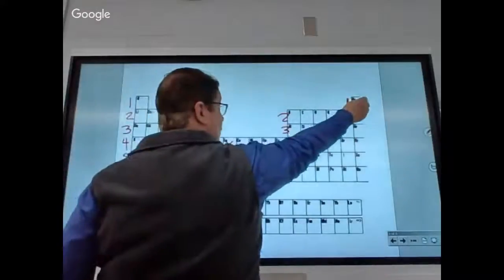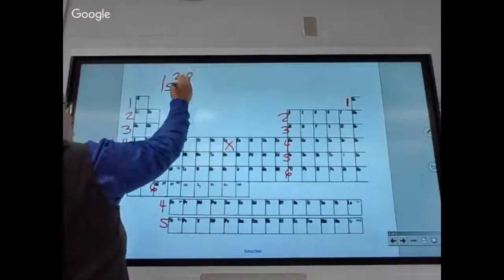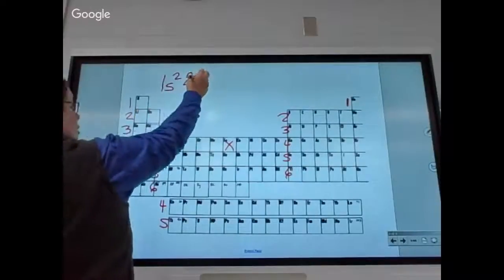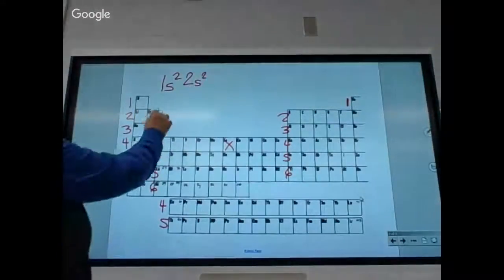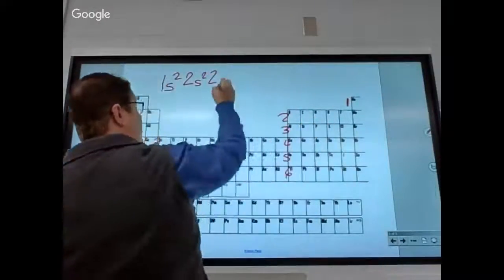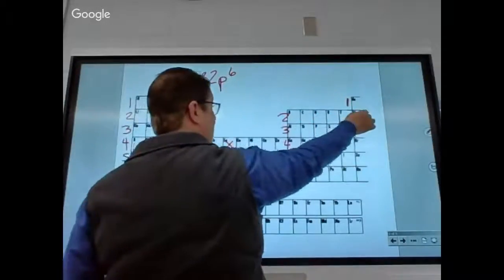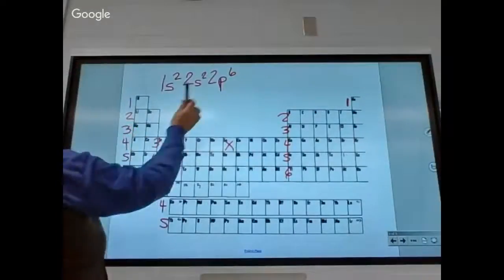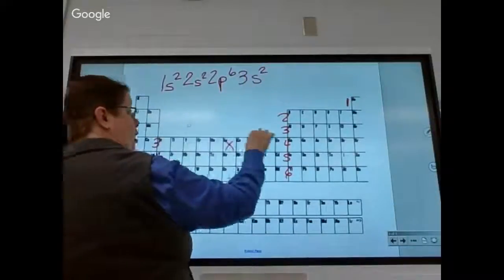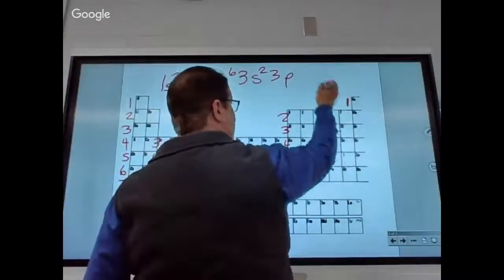When I get to the end of the row, back to the left, drop down 1 row. What number do I see? 2, so I write 2. What block is this? 2S2. That's why they're all yelling 2 at me. Okay? Continue across. The next number I see is 2. This block is the P block. 1, 2, 3, 4, 5, 6. Once I get here, back over here, 3. S block, 2. Continue on. 3P. 1, 2, 3, 4, 5, 6.